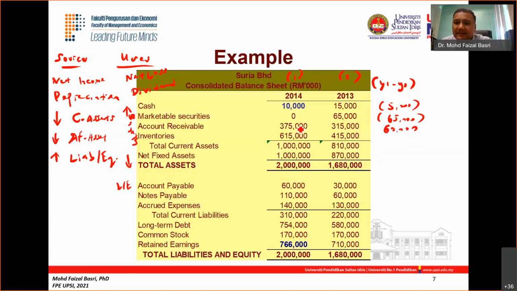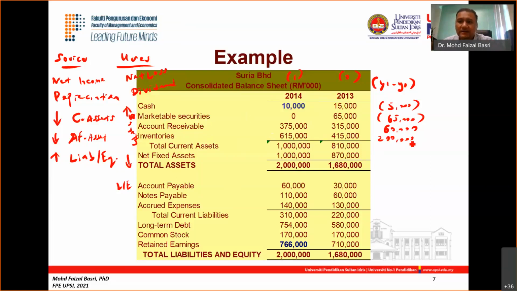Okay, it's a positive sign. This amount is bigger than this one, meaning they increase by 60,000 from 2013, 315, increase another 60,000 to 375 the following year. So this is a positive value. And then we have inventories. Here is 200,000 positive values. 615 minus 415, so 200,000 increase. So that's our current assets.